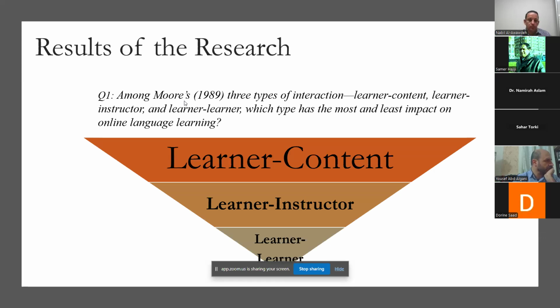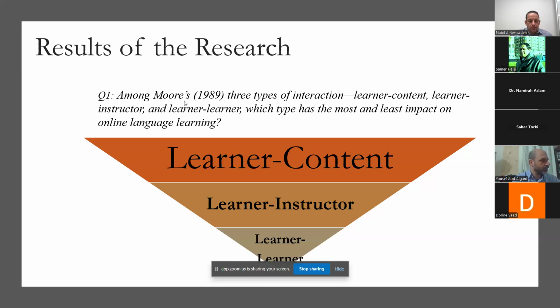So, regarding our first question, which is among Moore's three types of interaction, which type has the most and least impact on online language learning? Well, in the analyzed articles, I found that learner-content is the most frequent and most effective type of interaction in online learning. Which is not surprising because in the absence of teacher and students, the content of the course becomes the main object to rely on to gain knowledge.